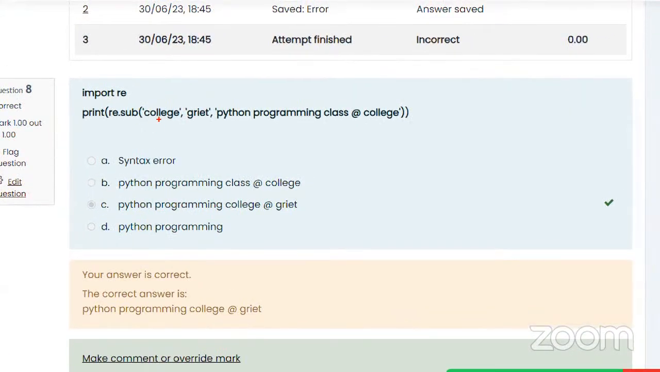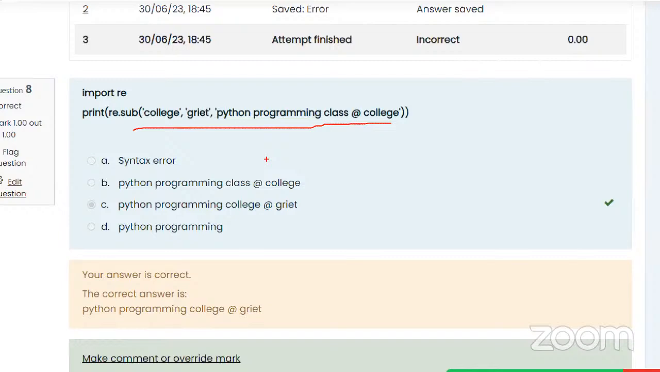And this is a sub function, right? In this kind of syntax, having clarity is very, very important. You should know which one is the text, which one is the pattern, and which one is the replacing string. So what does the sub function do? It replaces the given pattern with the replacement string in the given text, correct?